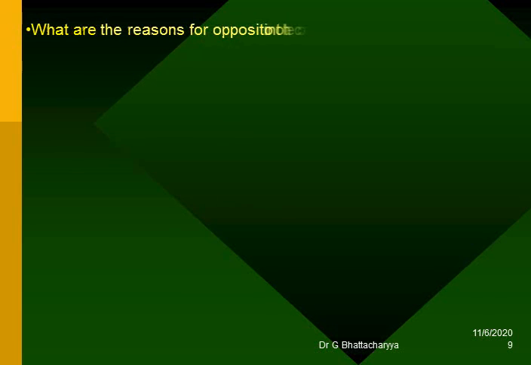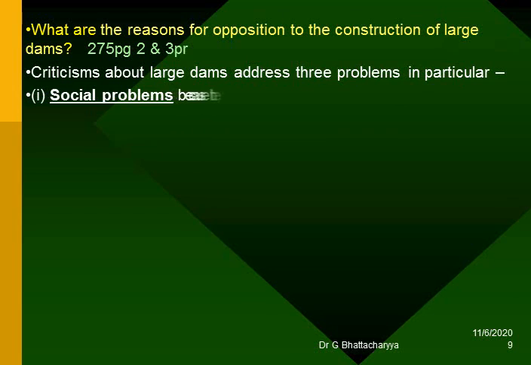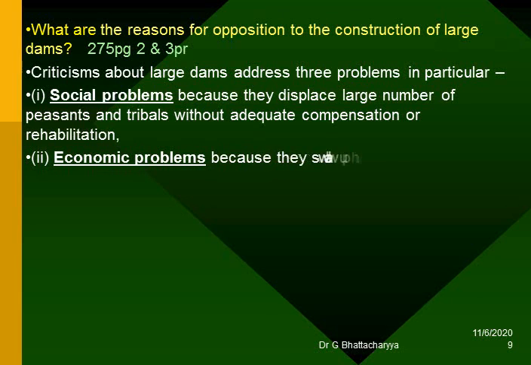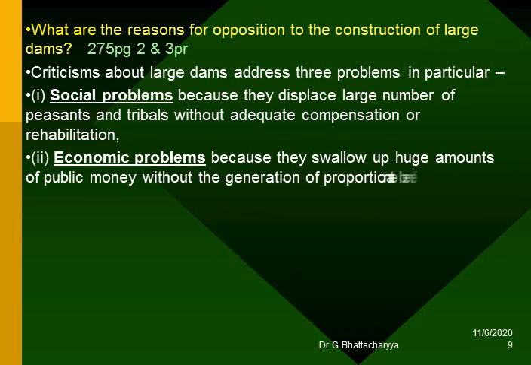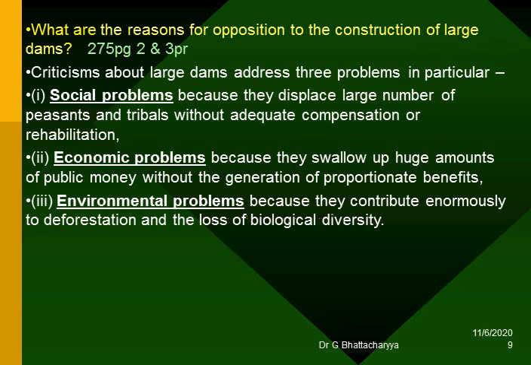What are the reasons for opposition to the construction of large dams? Criticism about large dams addresses three problems in particular. Number one, social problems, because they displace a large number of peasants and tribals without adequate compensation or rehabilitation. Number two, economic problems, because they swallow up huge amounts of public money without the generation of proportionate benefits. Three, environmental problems, because they contribute enormously to deforestation and the loss of biological diversity.